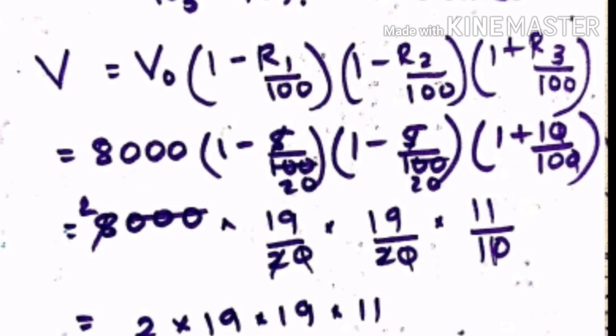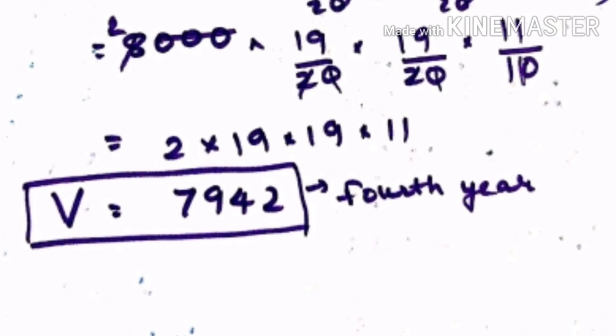So I get 20 minus 1, 19 by 20, 20 minus 1, 19 by 20, and 10 plus 1, 11 by 10. Now you can see 3 zeros get cancelled and 2 twos are 4, 2s are 8. So 2 cross 19 into 19 into 11. We take multiplication of all these values to get our value after 4 years. Means V is equal to 7,942, which is the number of workers working in the company during the fourth year. So this is our final answer.